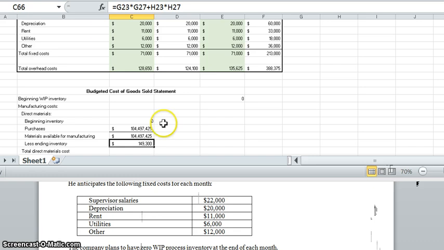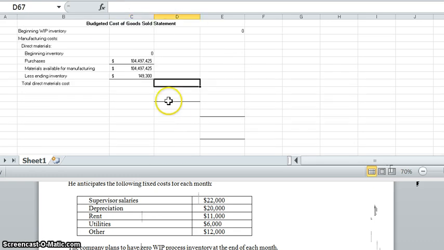Now that we have that information, I'm going to move to the middle column because this is where our 3 manufacturing costs are going to go. The materials available for manufacturing, that's the materials available for use that you might remember from our first exam, minus ending inventory. There's our total direct materials cost or direct materials used.